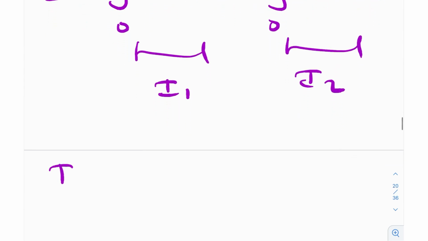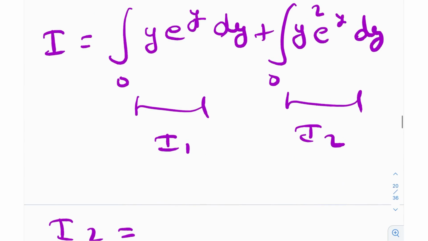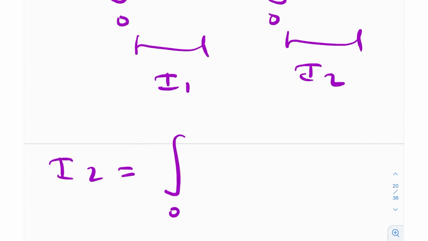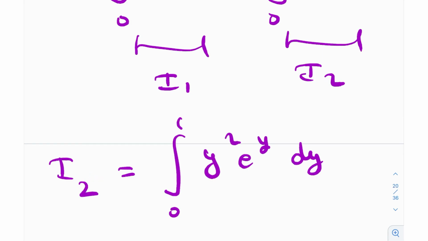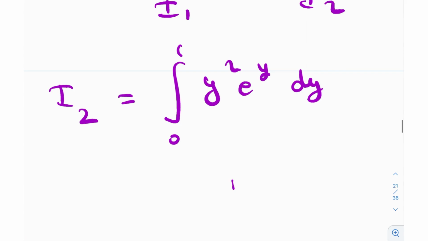And let me analyze this I2 separately. It's the integral from 0 to 1 of y squared times e raised to power y dy. And again over here, I'm going to use integration by parts, the ILATE rule. Do we have an inverse trig function? No. Logarithmic? No.